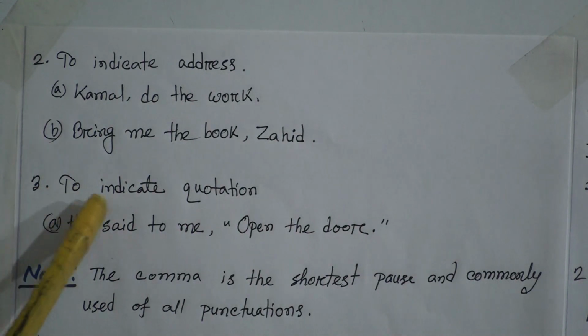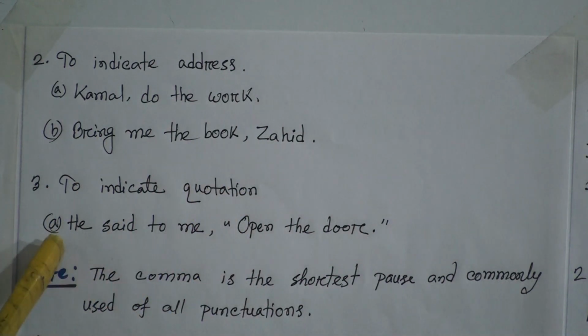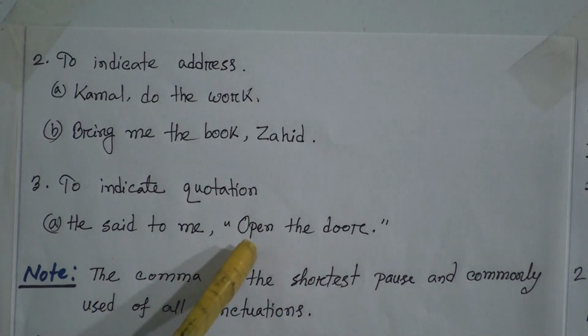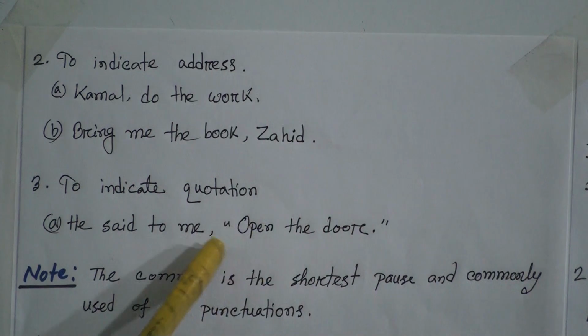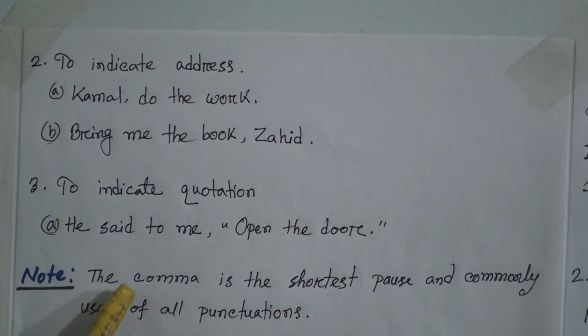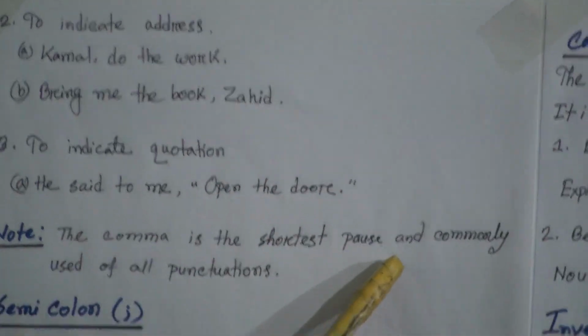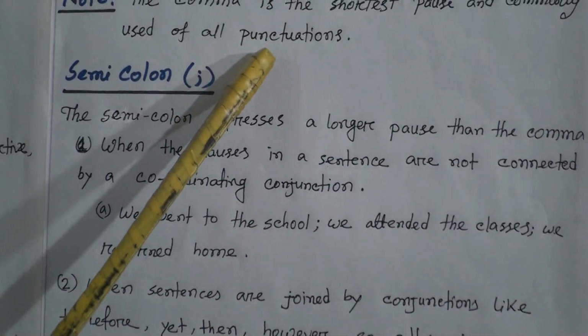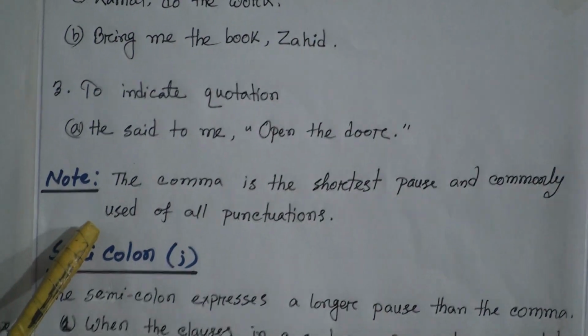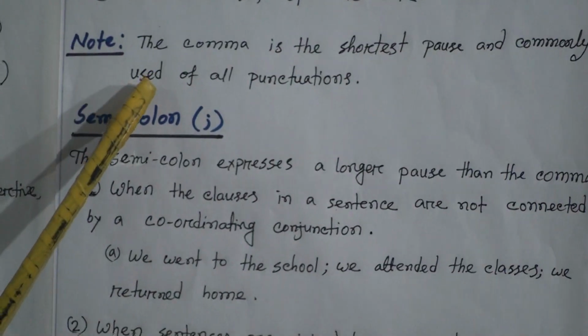Number 3, to indicate quotation. For example, he said to me, open the door. Before the reported speech we have put a comma. There is an important note. The comma is the shortest pause and commonly used of all punctuations. That means it's the most used punctuation mark among all.